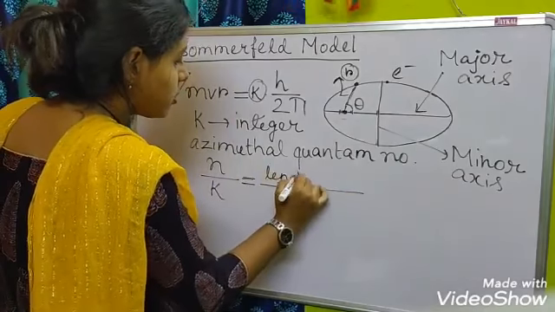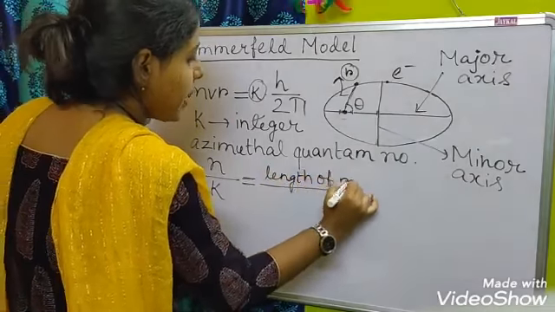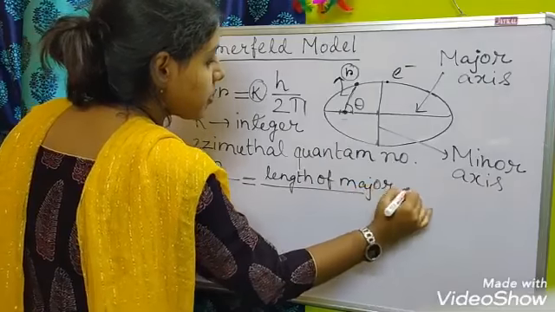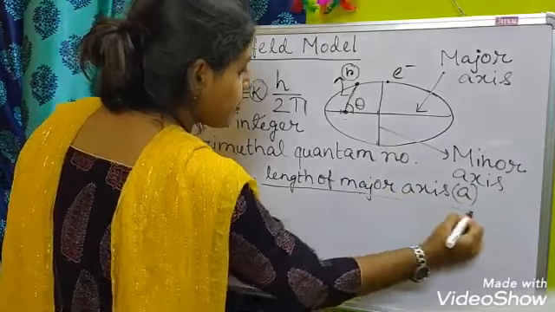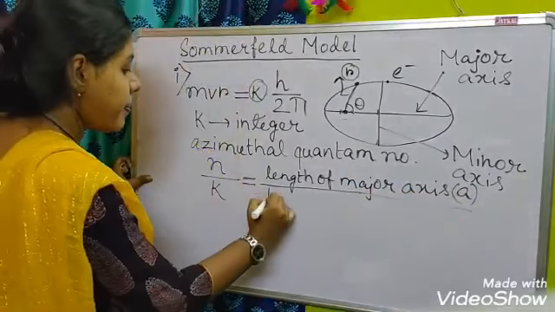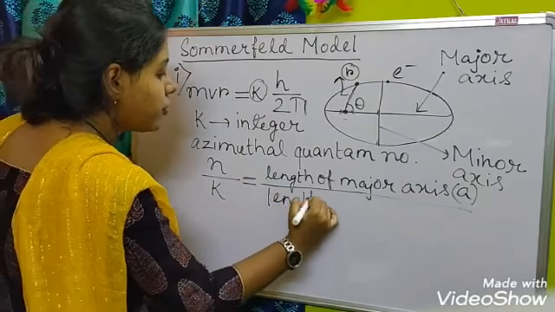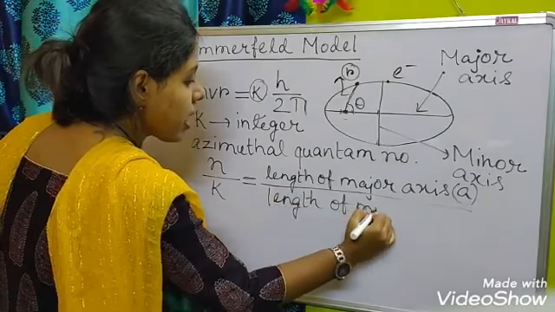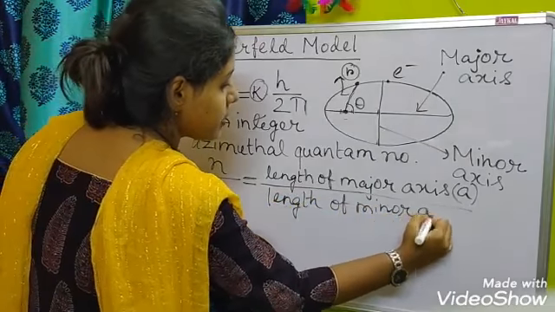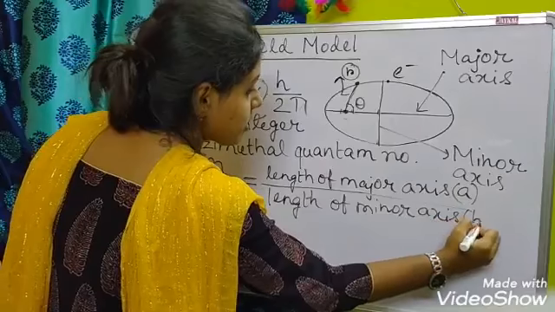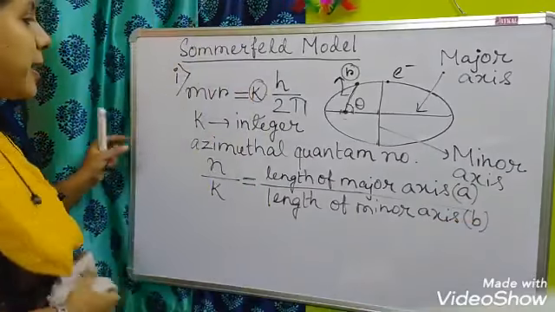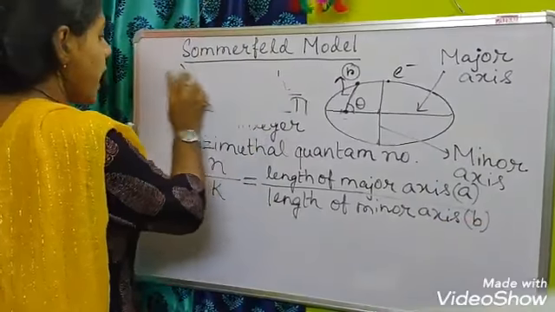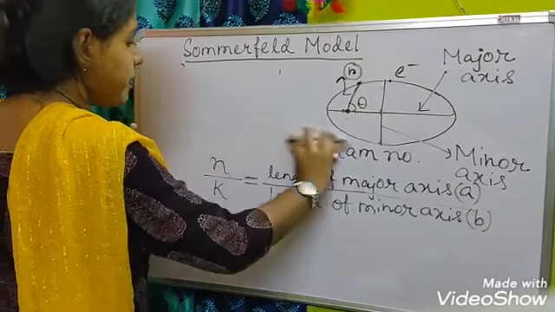length of major axis, that we could write as a, divided by length of minor axis, that we could express as b, okay. So n by k is equal to a by b, n by k is equal to a by b.